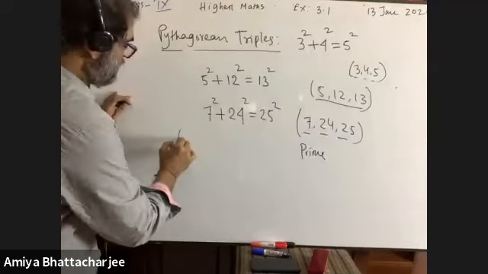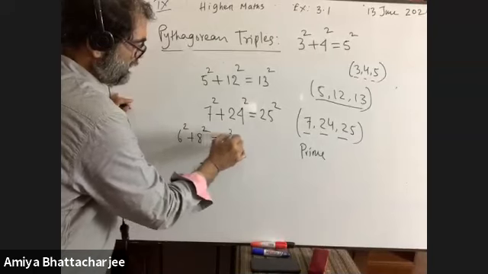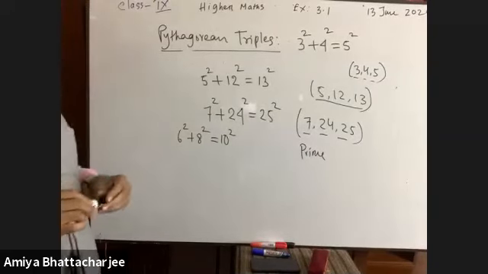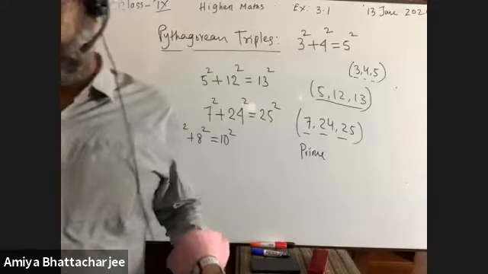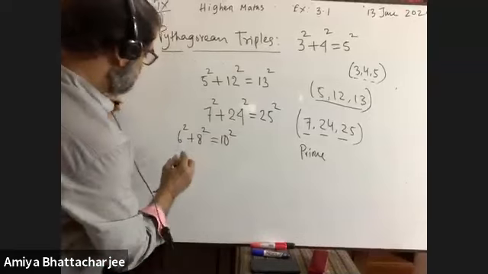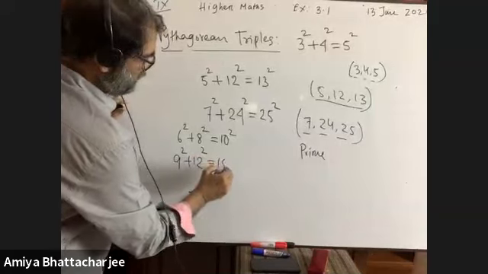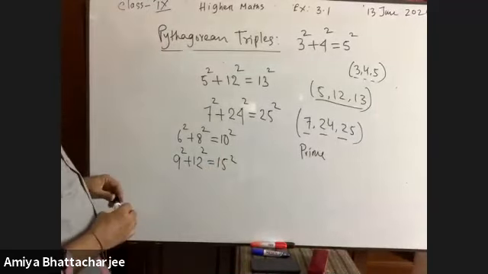What you have told me is also absolutely right. You told me 6 square plus 8 square is equal to 10 square. That's good. Is there anybody here who can find more? Sir, 12 square plus 9 square equal to 15 square. Okay, you're also absolutely right. 9 square plus 12 square equals 15 square. Very good.